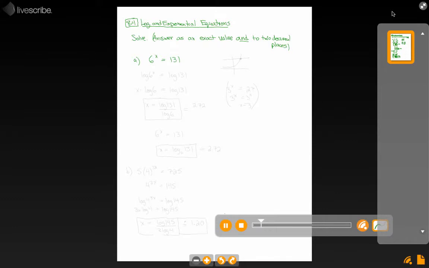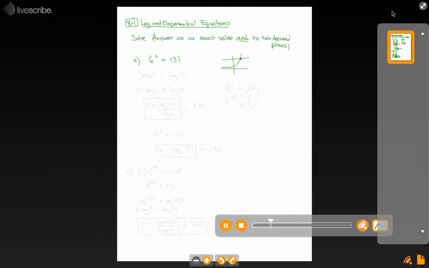It is possible to solve this question graphically: to graph the left side, graph y equals 6 to the x, graph y equals 131, and find this intersection. But unless you're using a really fancy computer calculator, you're going to get a decimal approximation for that answer, so you'll be able to do the 2 decimal places part, but not the exact value part.